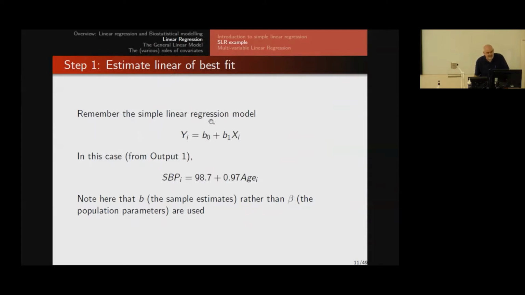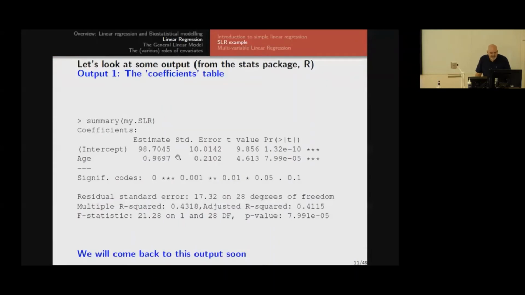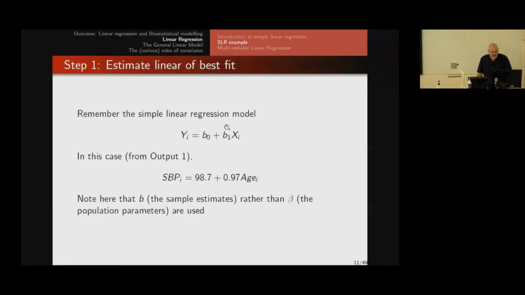And remember, the simple linear regression model is, there it is right there. And from our output, there is our intercept, and there is our slope. Now, what do I mean intercept and slope? I'm going to explain that in a minute. But these are the two numbers that I plug into my model.